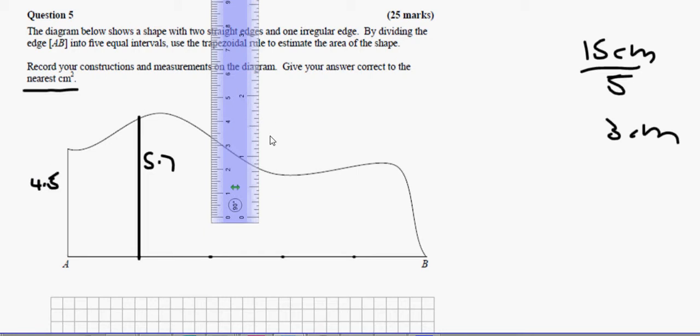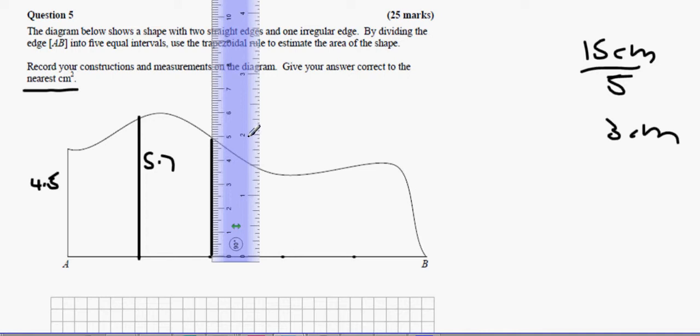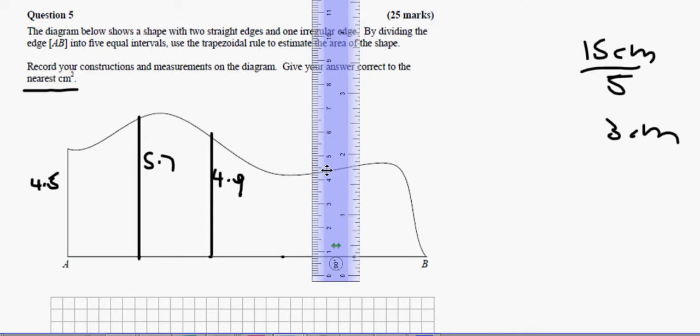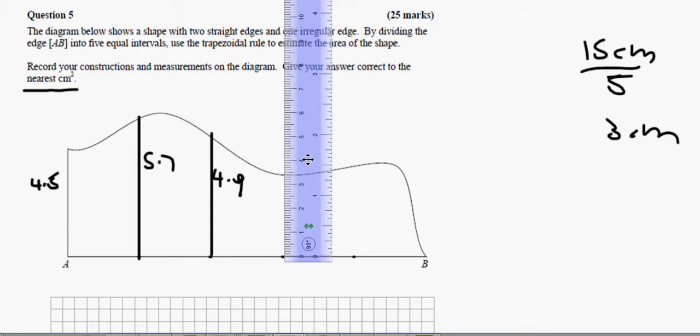And the next, measure over the next one. Measure upwards. What we get there is about 4.9. Okay, so 4.9. Next one after that. 4.9. Okay, so one after this. Level it up. And we're looking at around 3.4 for that one, because 3.5 is here, so about 3.4.